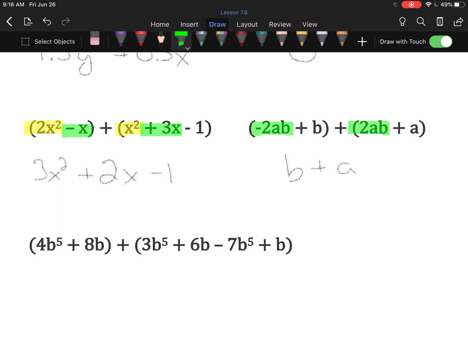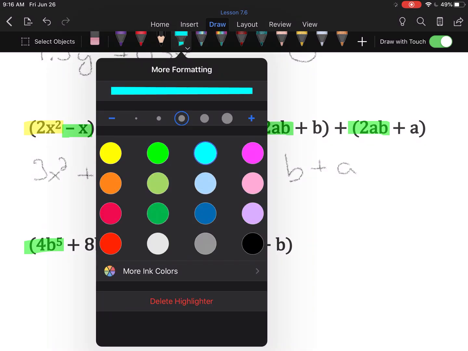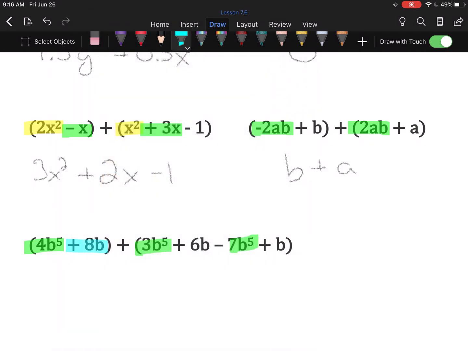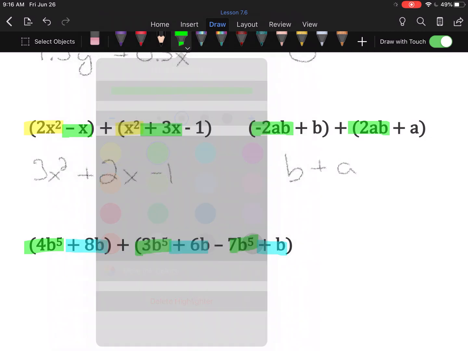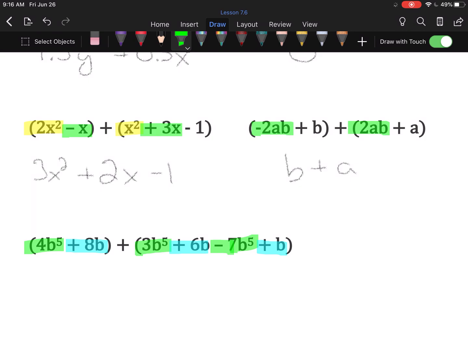For this next one, we have b to the 5th terms, there, and there. And we have b terms, there, and there. And I really should make sure that negative sign is hooked up to that. So the b to the 5th terms, we've got 4 of them, and 3 more of them makes 7. Take away 7 of them, hey, they're gone. All those b to the 5th terms cancel out. The b terms, I have 8 of them, and 6 more makes 14, and 1 more makes 15.